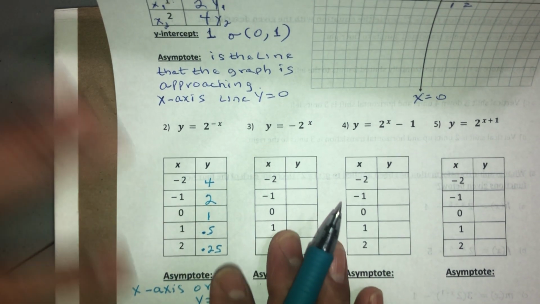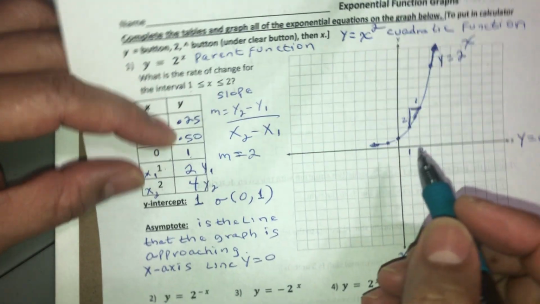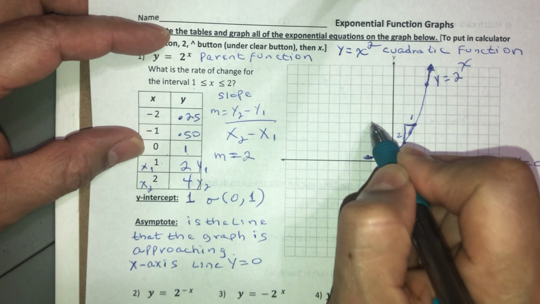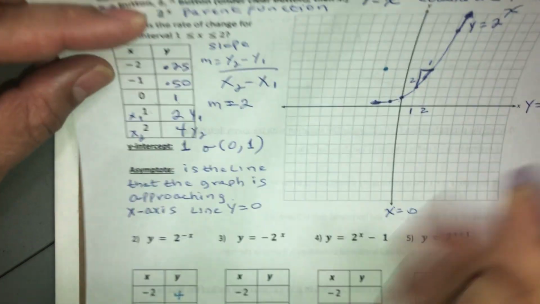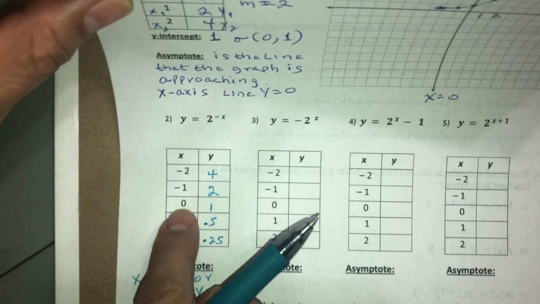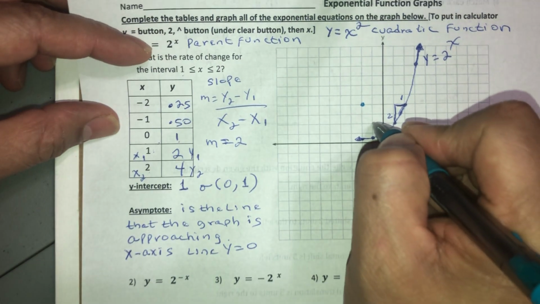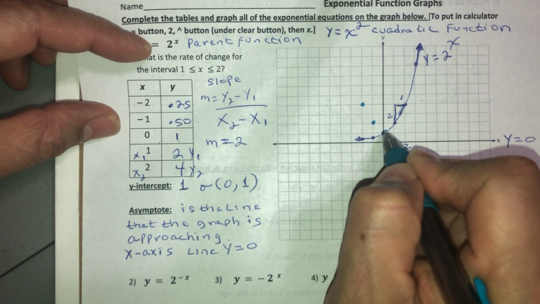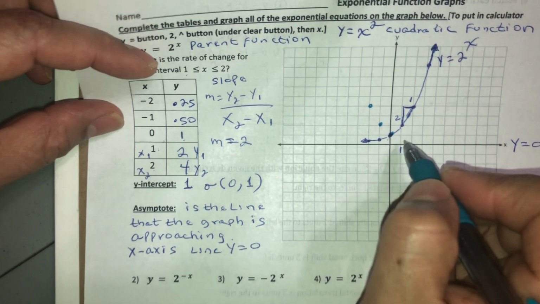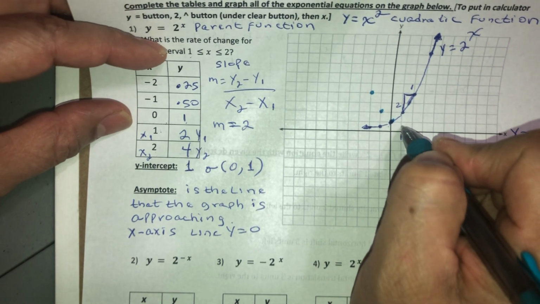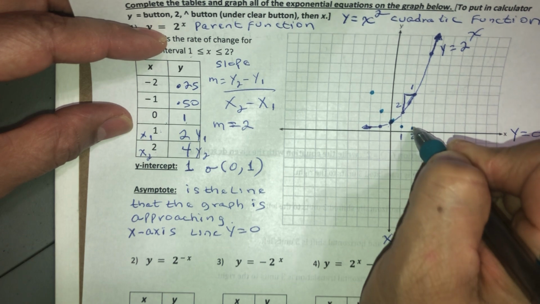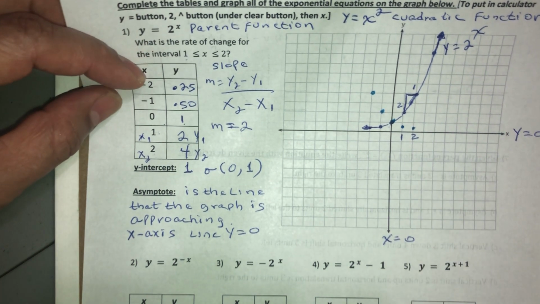When x is -2, y is 4. So -2 should be right here. So we'll go up to 4. 1, 2, 3, 4. All right? I'm getting it from the table right here. When it's -1, it's 2. So -1, 2 is going to be here. If you notice, the y-intercept is going to be exactly the same as the parent function. So the other one, when it's 1, is 0.5, so right in the middle. And when it's 2, it's 0.25, close to the x-axis, but not on the x-axis.